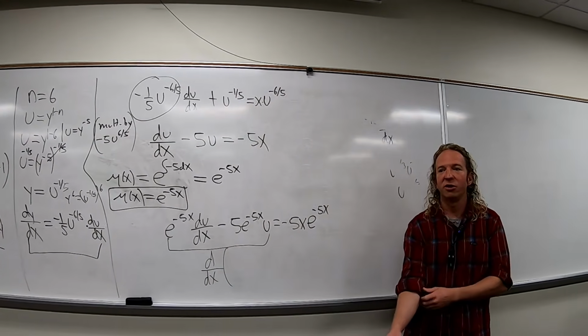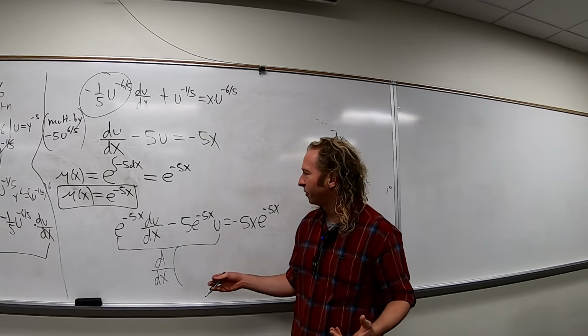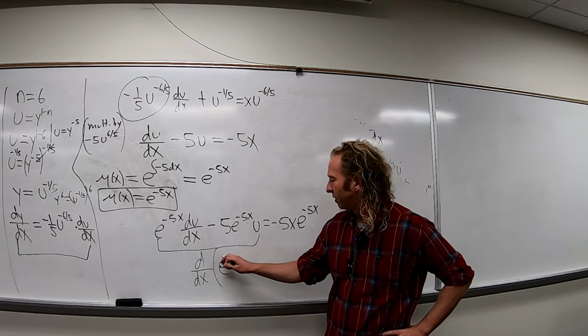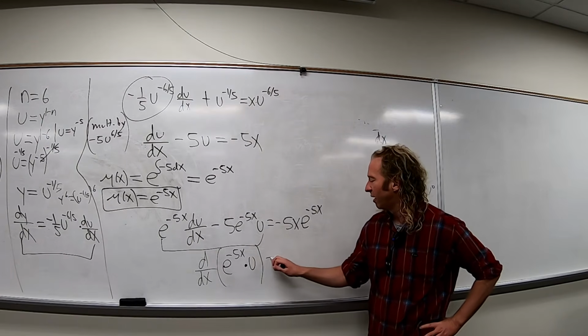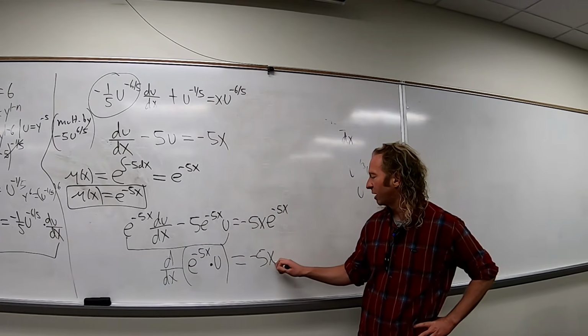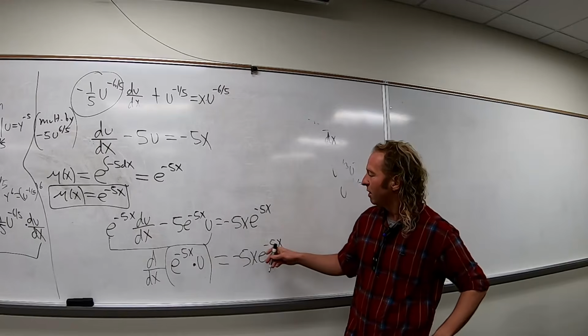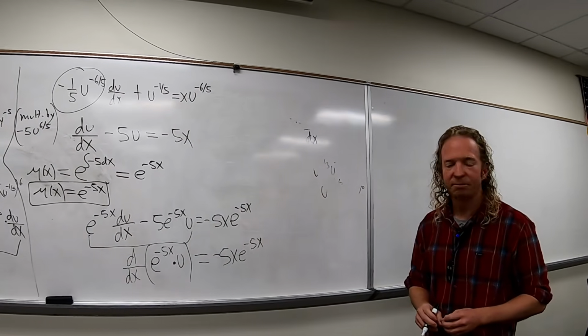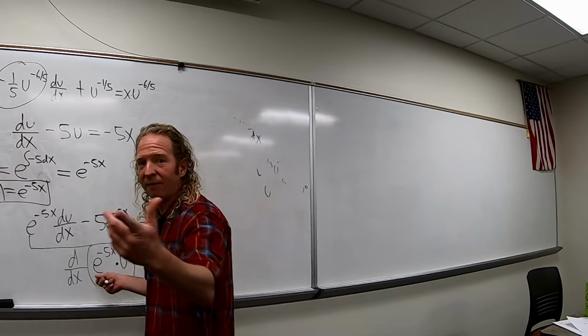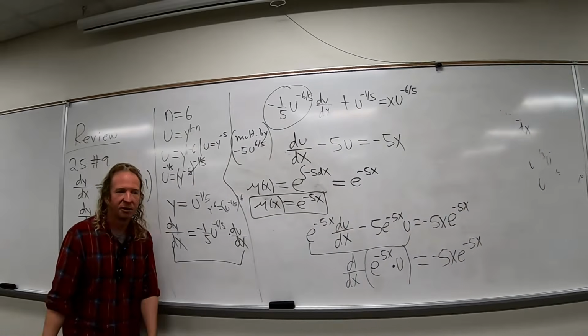Integrating factor times u. I don't know which one we put first. I'll put the integrating factor first. So e to the negative 5x times u, and that's equal to this. We'll check that in a minute. So this will always be the case. Levi, if you're not sure, can you just look at it as the reverse of the product rule? Yeah, that's what we're going to do now. We're going to check.